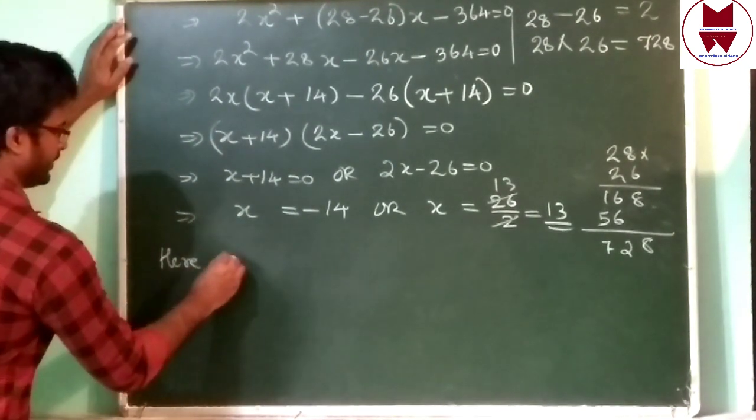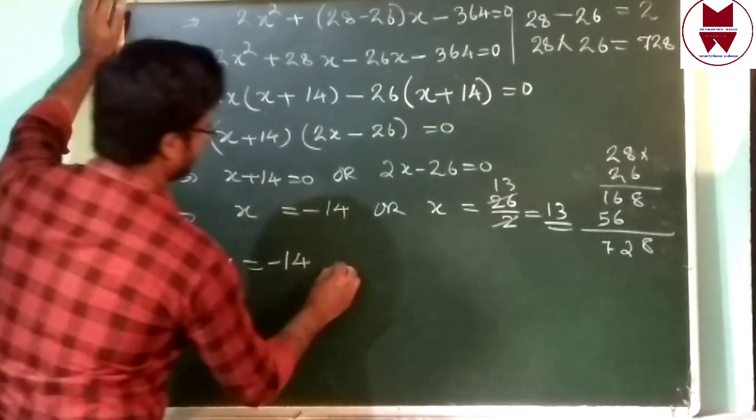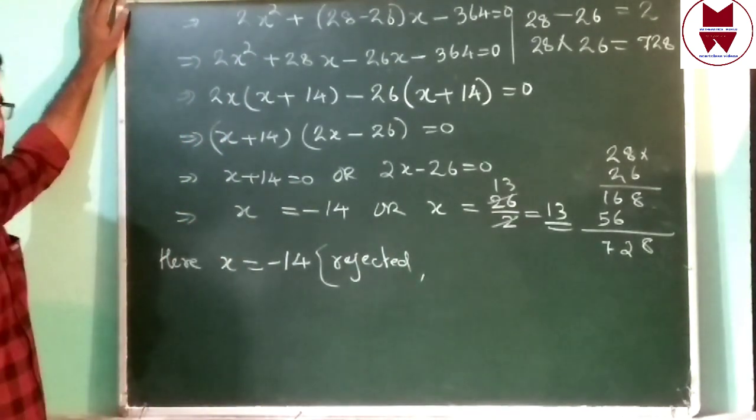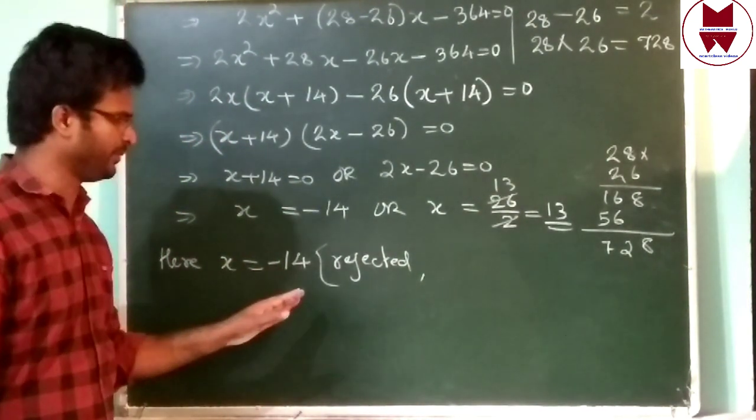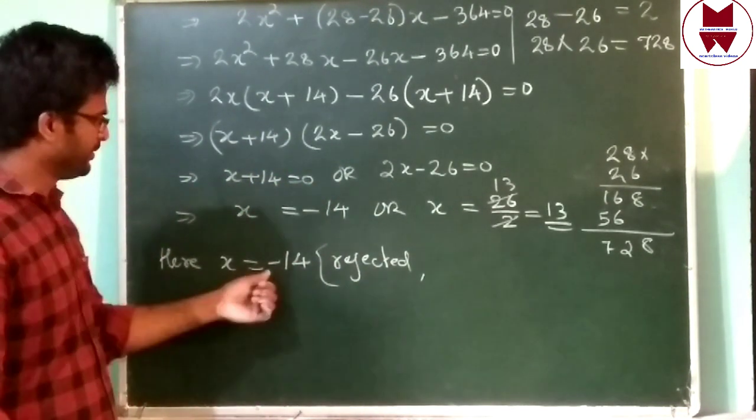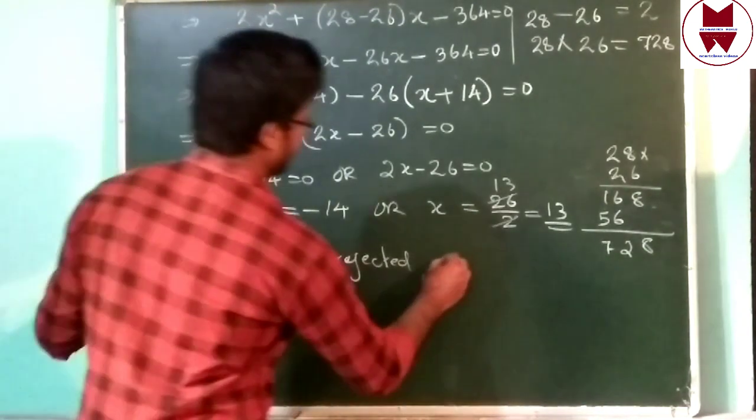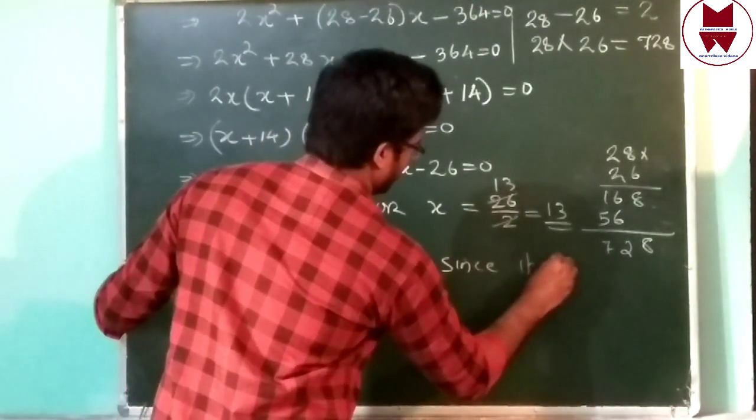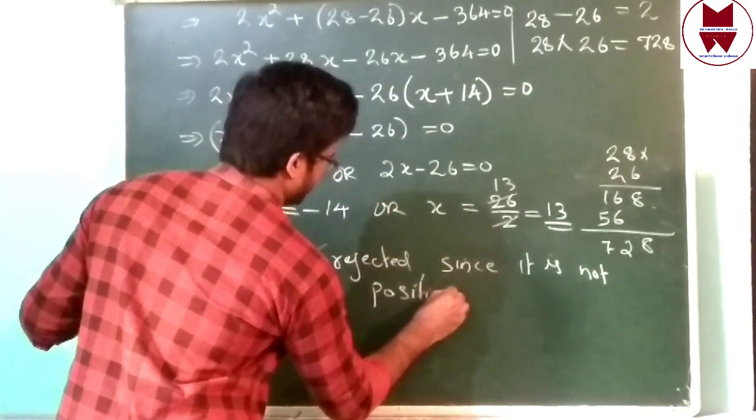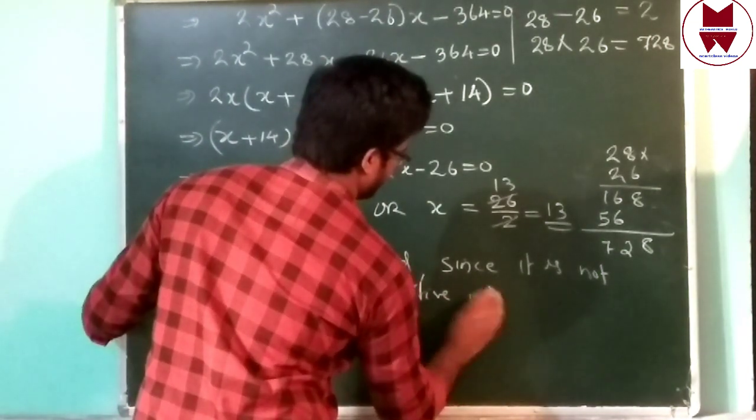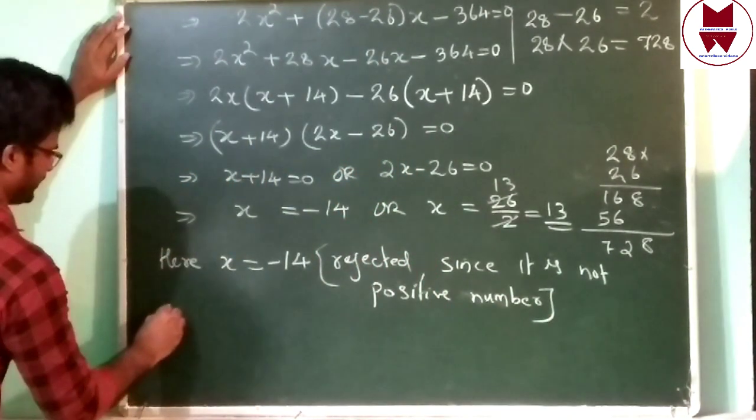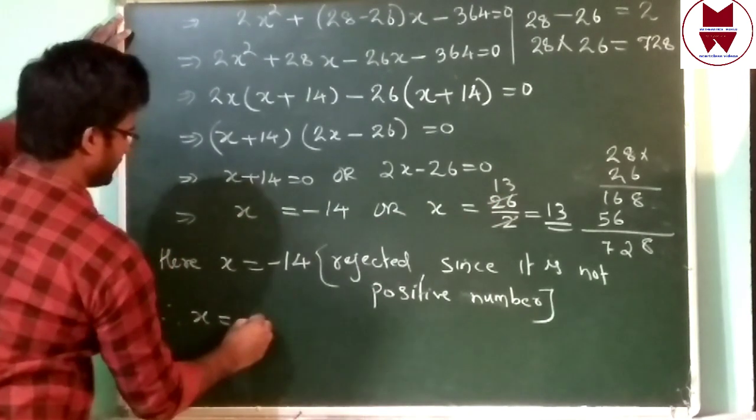Here x equal to minus 14 is rejected. Why is it rejected? Check it in the question. We need two consecutive positive numbers, isn't it? That means minus 14 is not a positive number. Therefore, x equal to 13, our answer is 13.